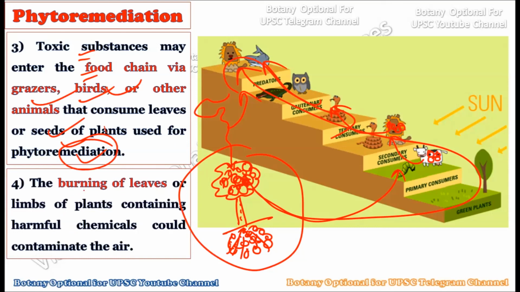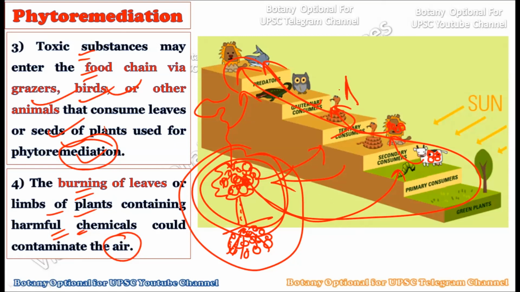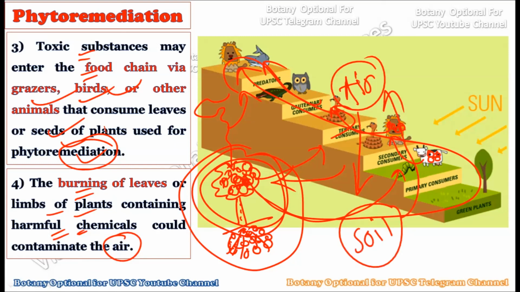Okay, now consider the fourth one. If you want to burn the leaves or the limbs of the plant containing the harmful chemical, this could literally contaminate the air. For example, we have used these plants for the phytoremediation, and now all of the contaminants are present in this plant, and we have taken out this plant and we have burned it. So literally all of the pollutants will go into the air. So we have on the one hand reduced the soil pollution, and on the other hand we have increased the air pollution. So the phytoremediation will not work well here, because one type of pollution is going to reduce, but another type of pollution is going to increase in this particular process. So these are the four major limitations regarding the phytoremediation.